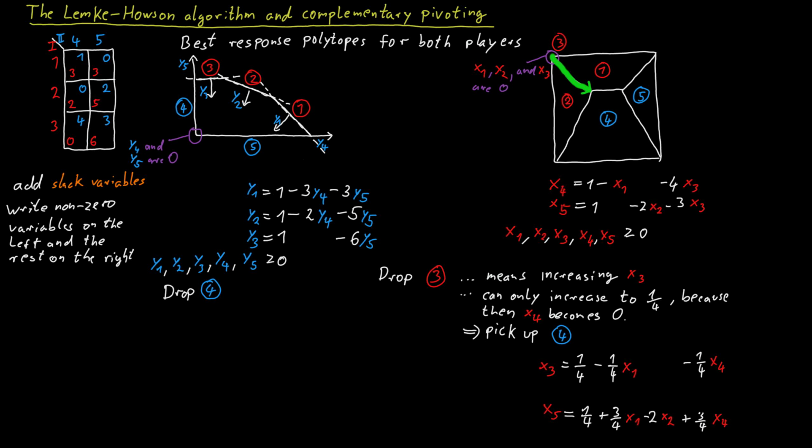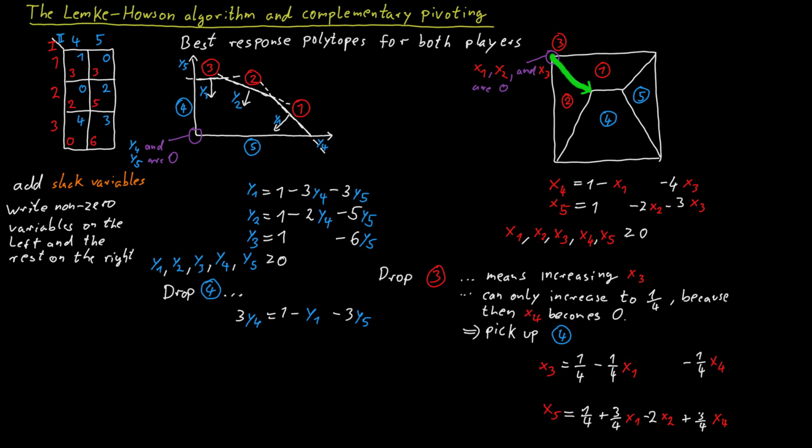Well, y3 will never become 0 because y4 doesn't even appear on the right-hand side there. And y1 will become 0 once y4 reaches 1/3, and y2 will become 0 once y4 reaches 1/2. So the first one will happen first, which means y1 will become 0 first. Okay, so we get a new dictionary by moving y4 to the left and y1 to the right, which means we get 3 times y4 is equal to 1 minus y1 minus 3y5.